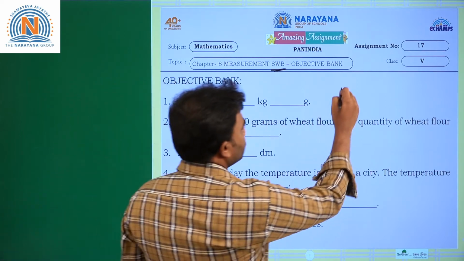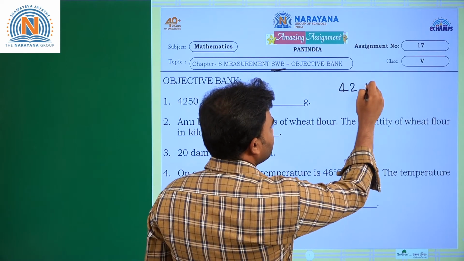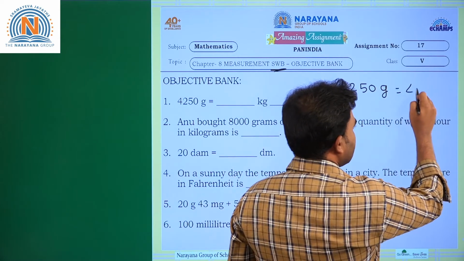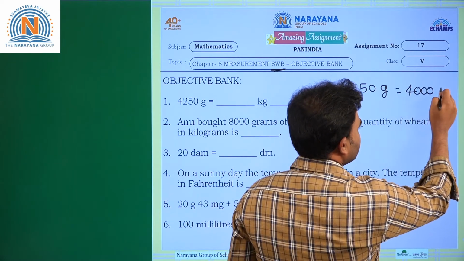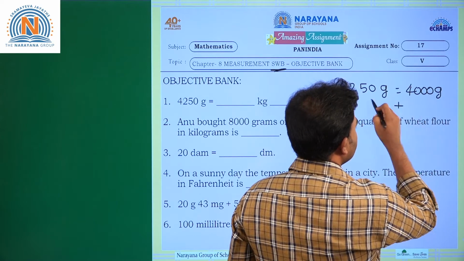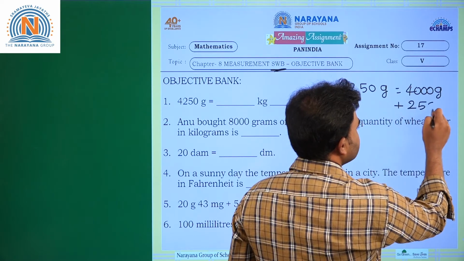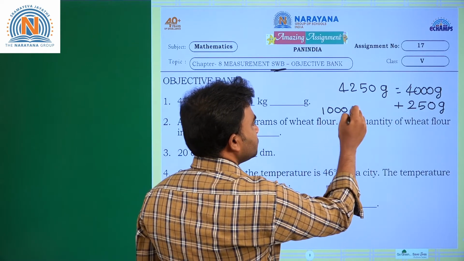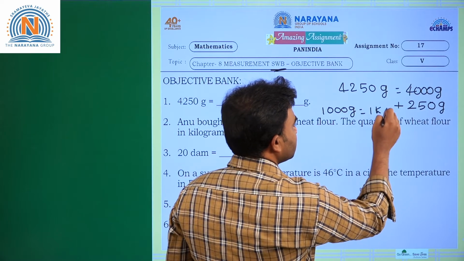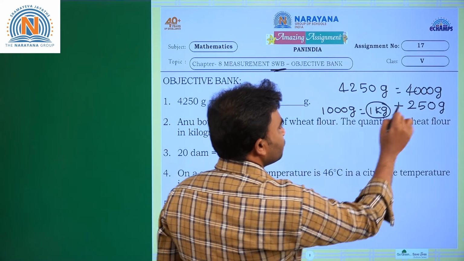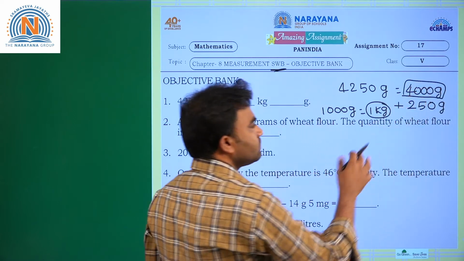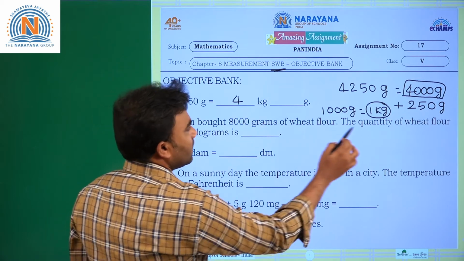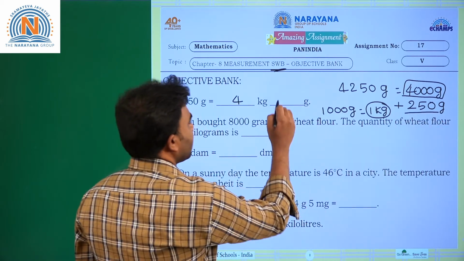See first one, 4250 grams can be written as 4000 grams plus 250 grams. We know that 1000 grams is equal to 1 kilogram, that means 1 kg. Then 4000 grams is equal to 4 kilograms, that means here 4 kilograms and 250 grams.